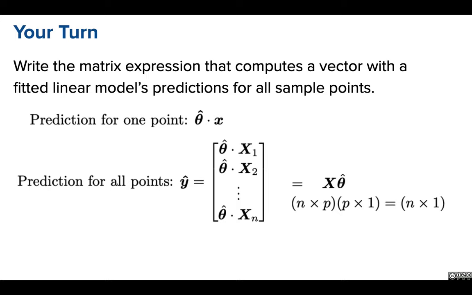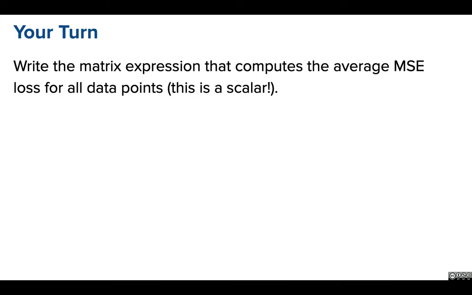Okay, want to try one more? Let's write the expression that computes the average mean squared error loss for all data points. So again, if you check the dimensions of this, the average mean squared error loss is a scalar. It's a single number. So you should get out a single number as your answer. See if you can write a matrix expression that computes the loss. Go ahead.